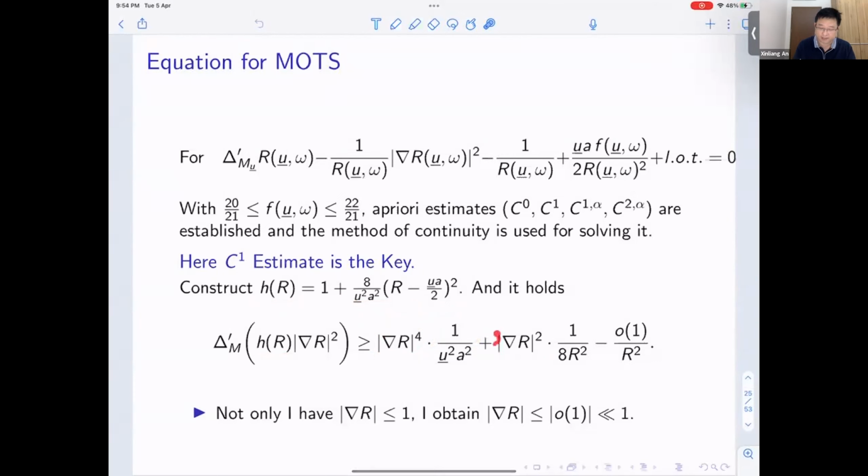So to make this positive is really quite hard. After some trying, this term is low order compared with the other, and the rest would be a very small term. Using the maximal principle, not only can I prove that the gradient of R will be bounded, I can further show that the gradient of R will be less than 1. And this will be very important to describe some property of the apparent horizon.